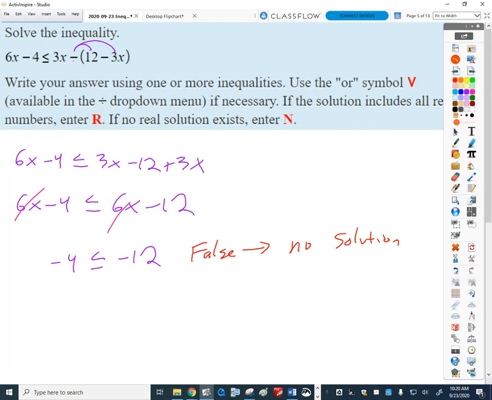So how would we say that using, say, interval notation? Well, there's a bunch of ways in math that we can say there's no solution. The solution set contains no element. So one way we can do it is to signify the empty set. Okay.